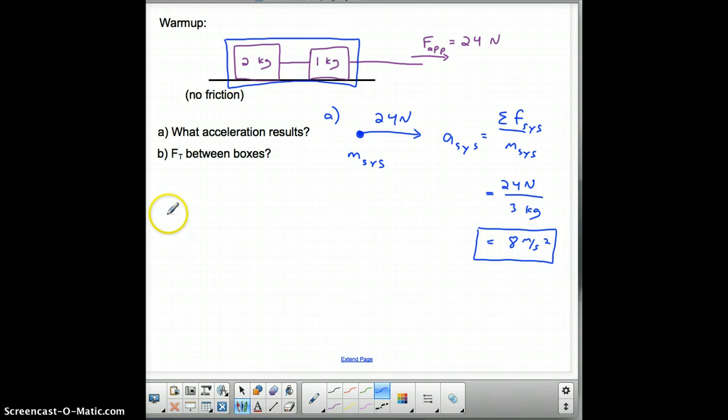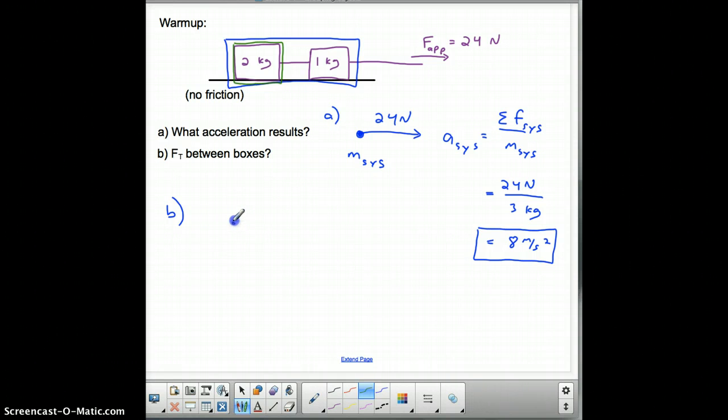B, what's the force of tension between the boxes? I'm going to now change my color and look just at one of the objects. The force of tension is not a force that acts on the system. This force of tension between the two boxes wasn't something that I drew into this free body diagram. So looking at the system can't help me find it.